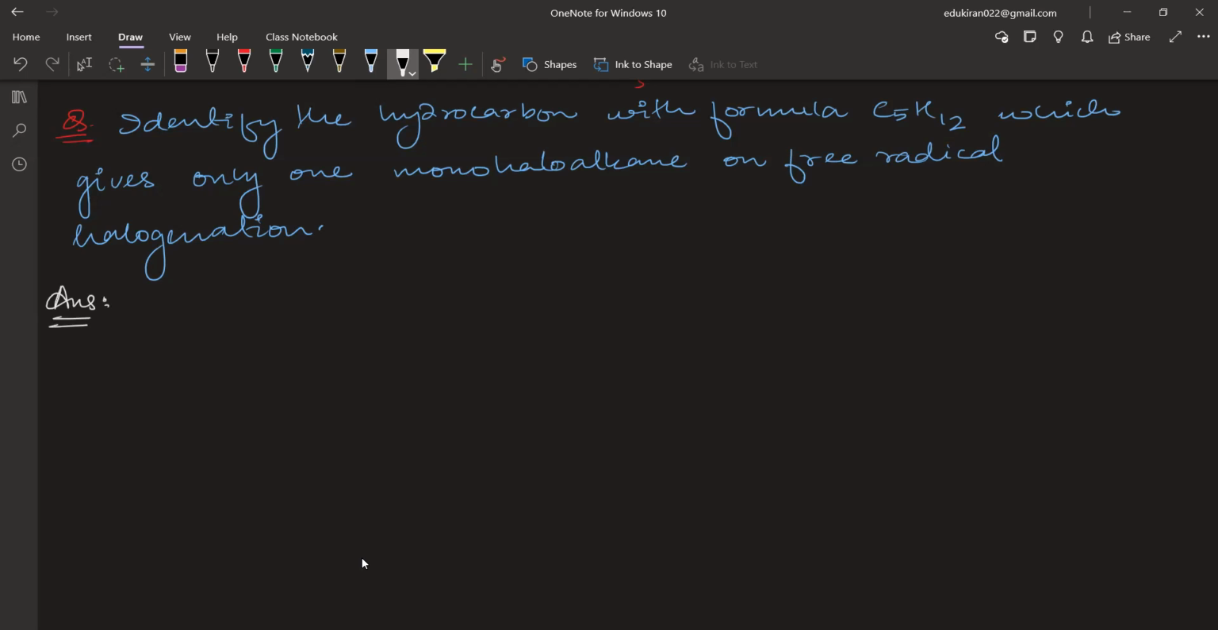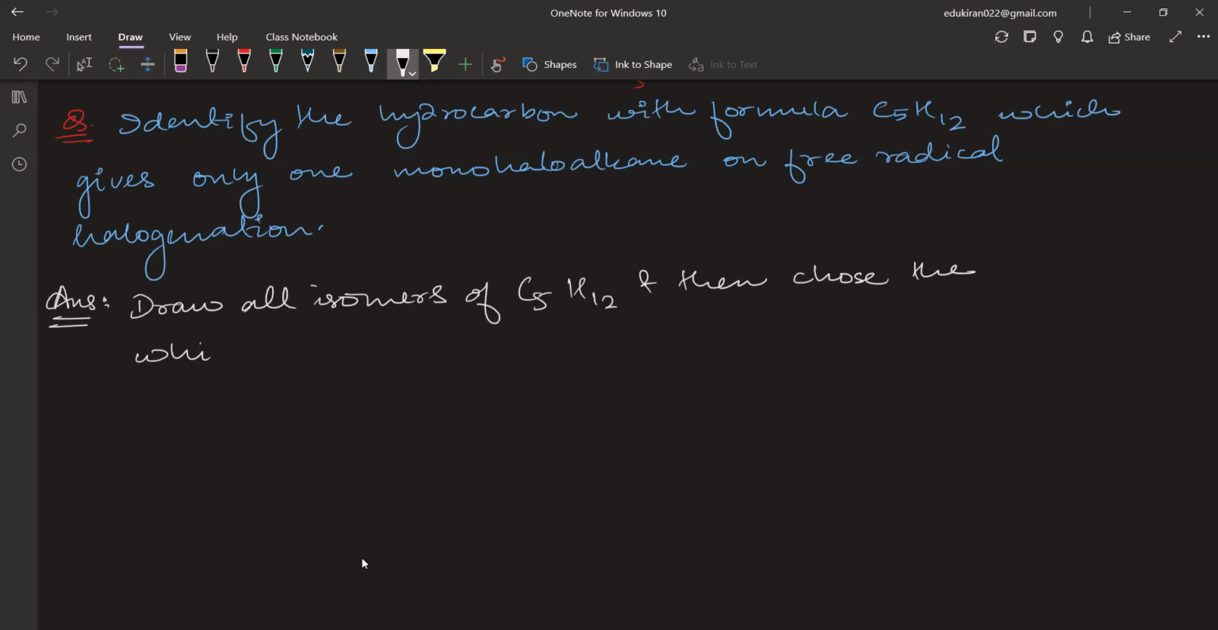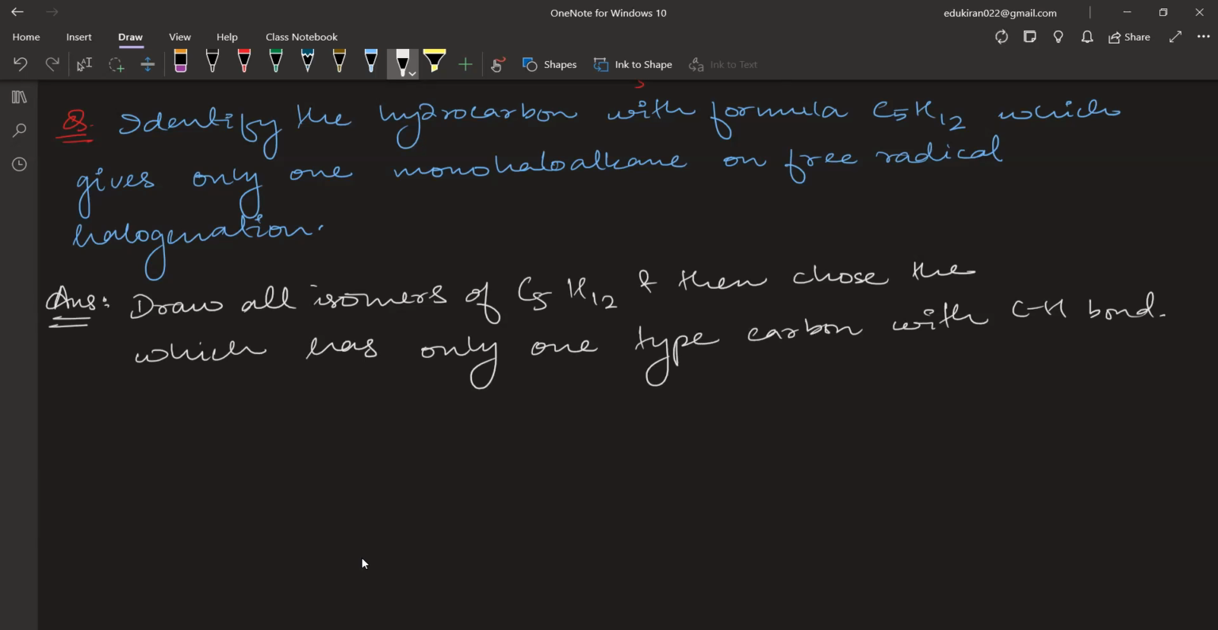So the approach of this answer will be: draw all isomers of C5H12 and then choose the one which has only one type of carbon with CH bond. ठीक है? All of you wrote the question, yes or no? Please tell me. Is there anyone who's still writing the question? No? Okay.